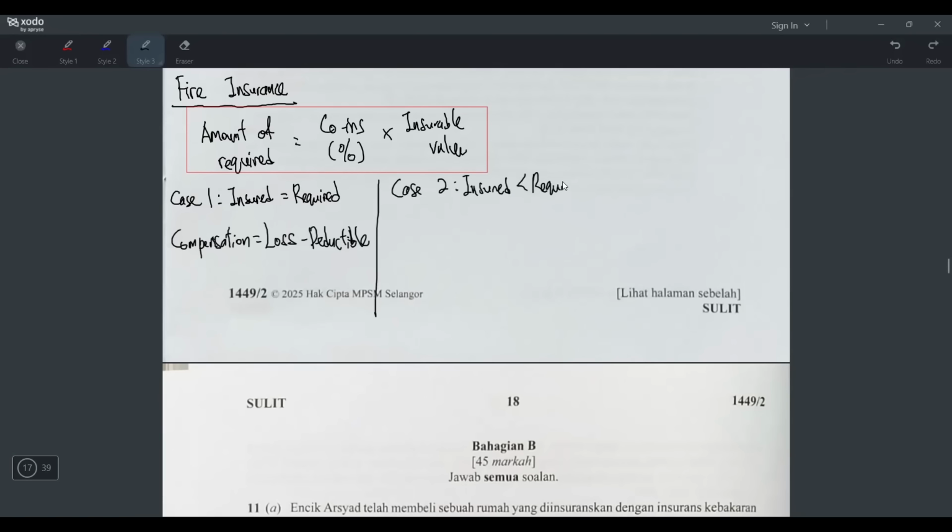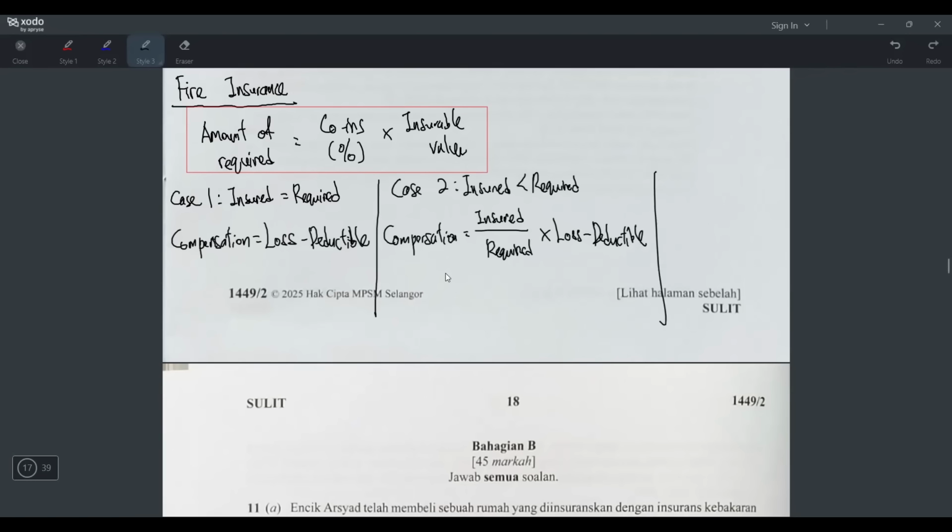Okay, case 2 is when your insured value, insured means purchased, the amount you purchased, is less than the required you get from the first formula. That means your compensation formula is different. You have to take the insured on top and required at the bottom, and then times with loss minus deductible. Okay, insured means the purchased. So the purchased amount, which is lesser, you put on top, over required, times loss minus deductible.